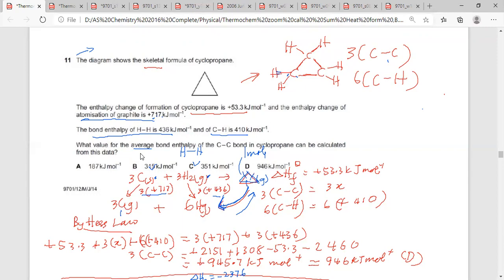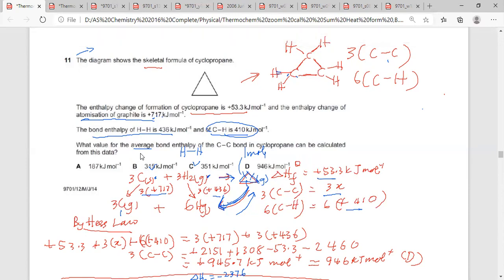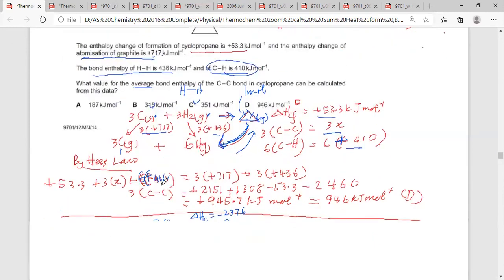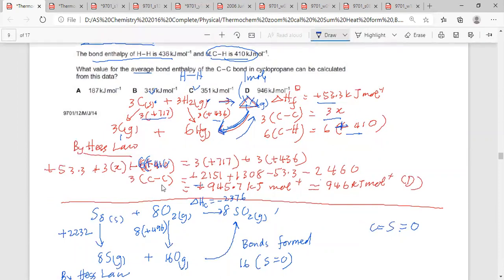Okay. So I put this as X. Here is 6 times this one here, right? So the first route here to here and here to here. Okay. So 553.3 plus 3x plus 6 times positive 410. Why positive? Because I'm breaking the bonds. Okay, so work it out. I'll get this answer. 946 positive. See, ultimately it comes up as positive. So of course it's D.